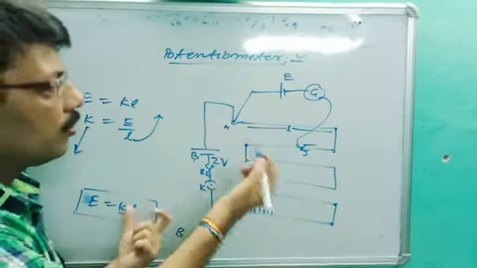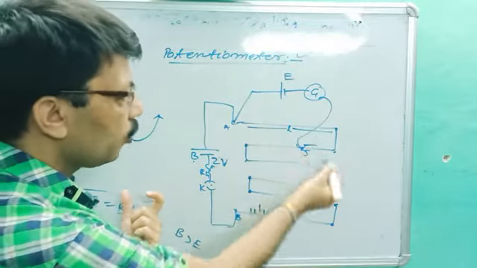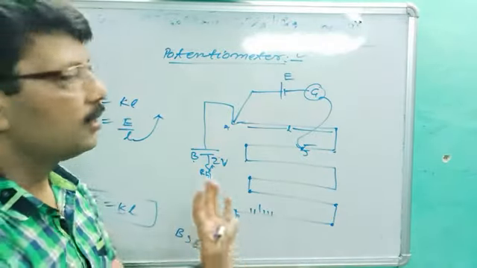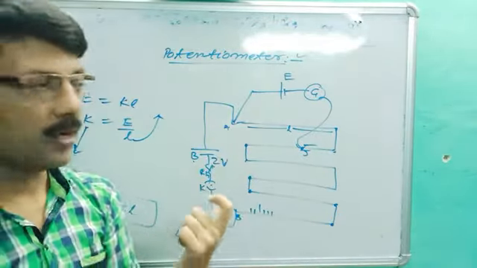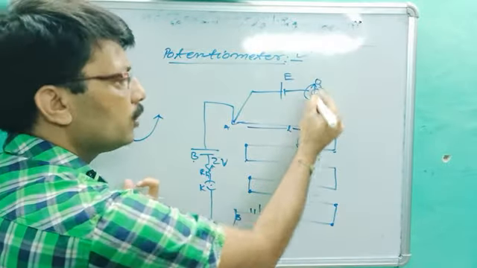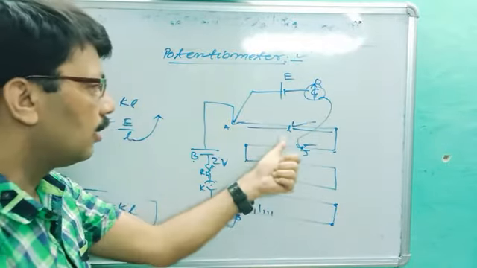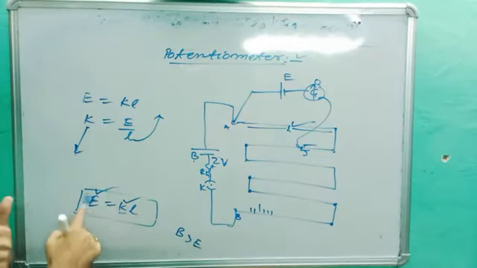Okay, so no doubt, a very easy method. We slide the jockey from A to B and continue until null deflection. You should know it is based on null deflection. When the deflection of the galvanometer becomes zero, you have to stop there, and since L and K are given, you can directly get the EMF of the cell.